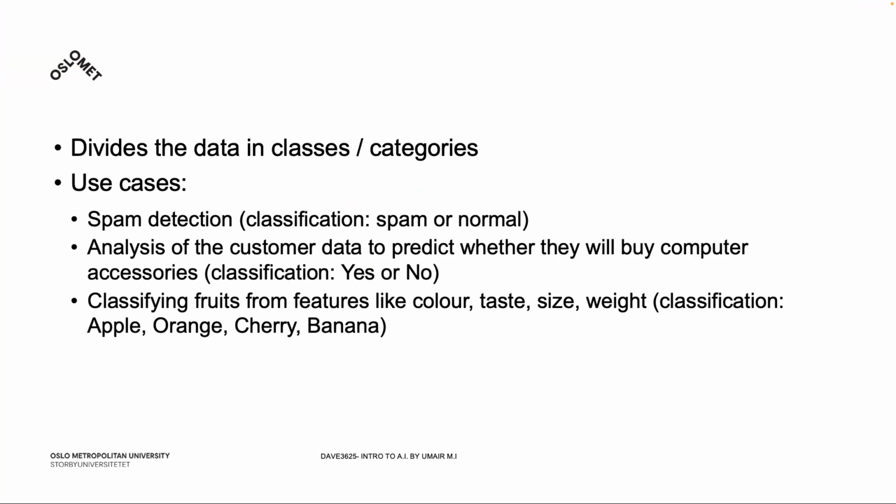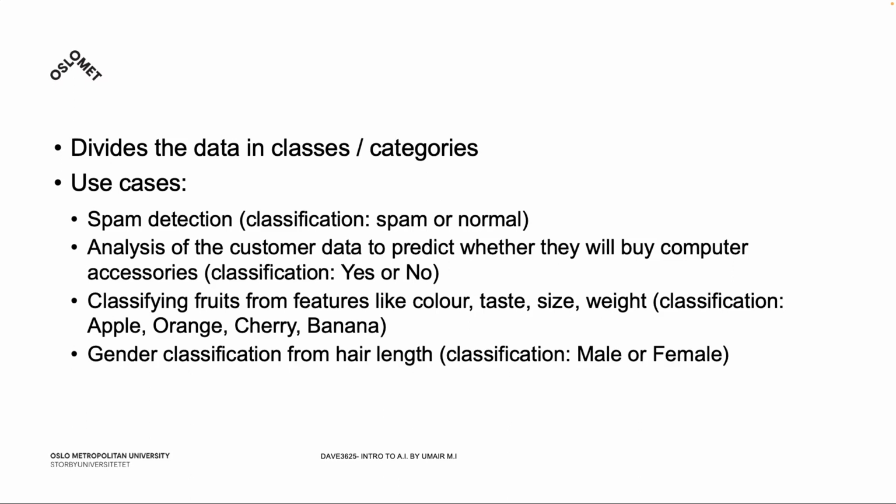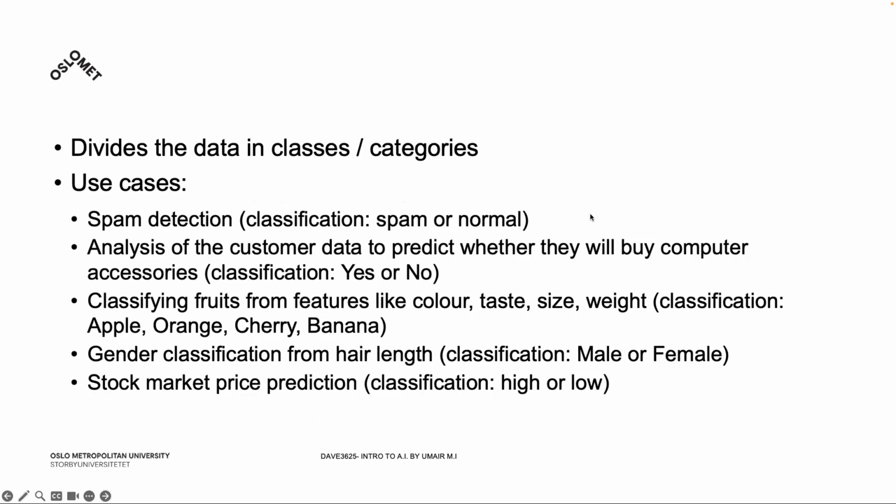Like I gave you the example of a person or an animal, a similar example is a fruit. If you want to see what kind of fruit it is and you build an algorithm around it, you want to see if it's an apple or an orange or something. Even if you have tens or 20 fruits, that would still be a classification. It's not a regression. Other examples are gender classification, stock market price prediction, and so on.